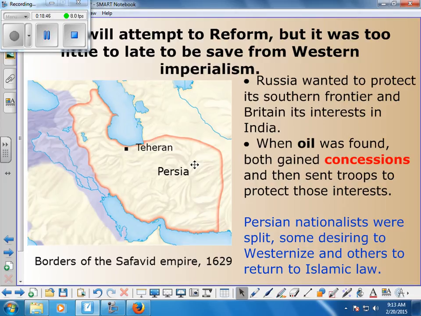They desire to westernize, to be able to share in the wealth, and then others want to return to the Islamic law. And the interesting thing here is this Islamic law is exactly what is still going on today. Much of Al-Qaeda, the ISIS, are all saying that there must be a return to this Islamic law. And so this issue has not gone away over time. It has only become more and more of an issue.